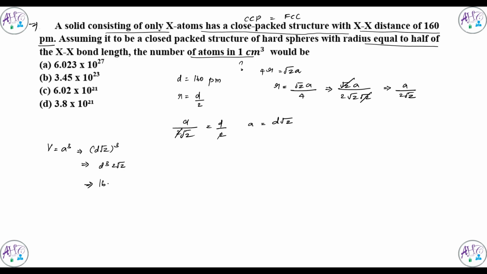So this is going to be equal to 160 into 10 power minus 10 centimeter, the whole cube, into 2 into root 2 value, that is 1.414. So your volume is going to be equal to 1.158 into 10 power minus 23 centimeter cube.